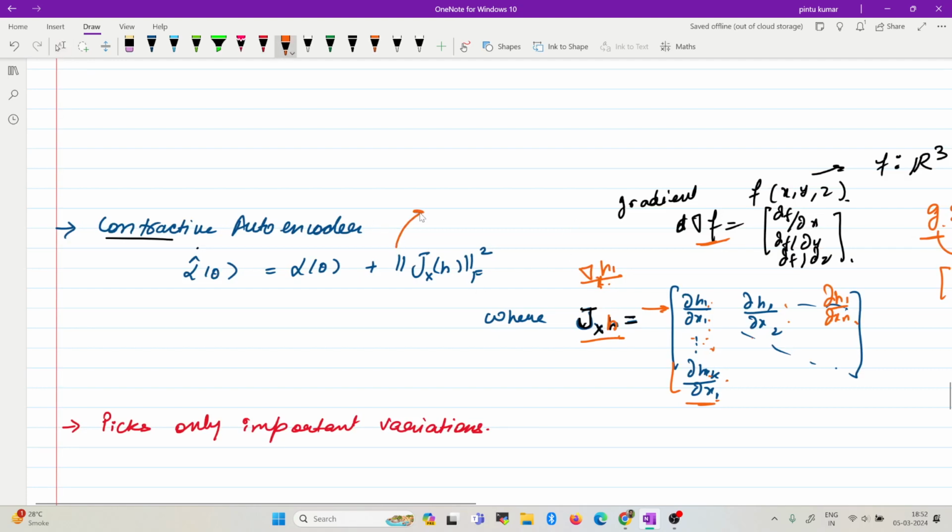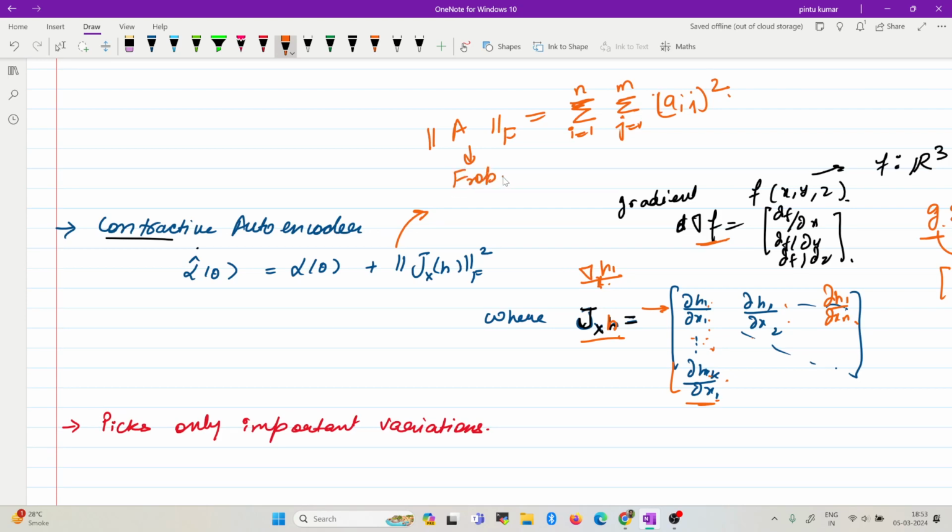Another term that you see over here is the Frobenius norm. This is a norm of a matrix, defined as the summation over i from 1 to n, j from 1 to m, of a_ij squared. So you square all the entries of your matrix and then add them up. That gives you the Frobenius norm for your matrix.